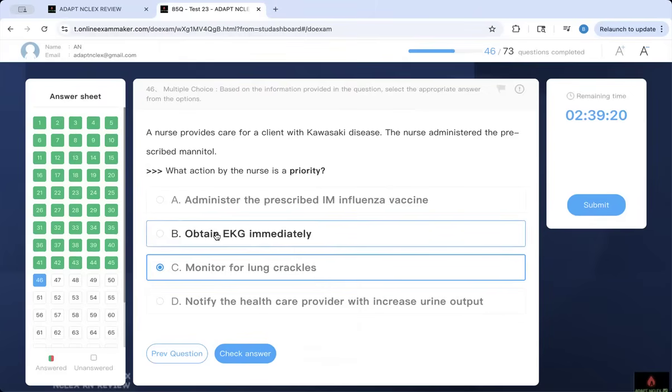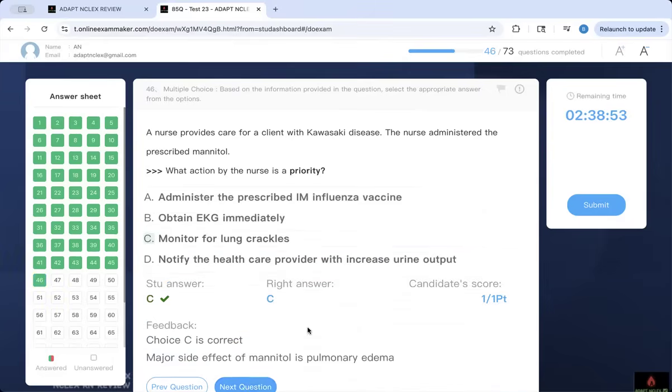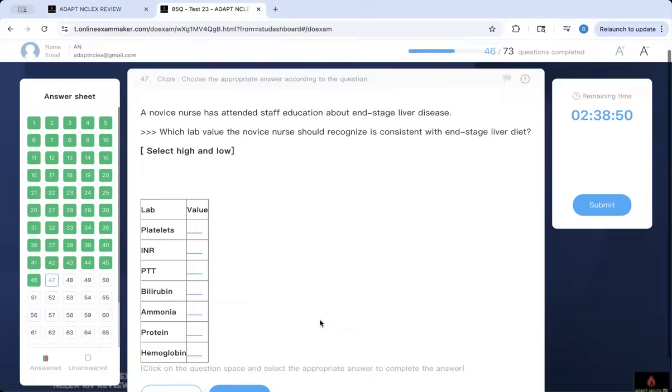You don't need an EKG. These people don't need the influenza vaccine at this time because you give them immunoglobulin. It's unrelated. If you give them immunoglobulin, they have to wait for, right? They have to wait for what? 6 weeks, 6 months, because that's the problem. Notify the healthcare provider with the increased urine output? I expect their urine output to increase. Therefore, I'm not caring about it.